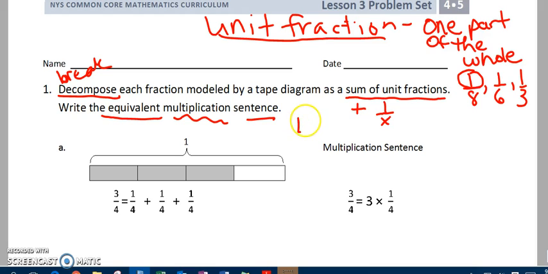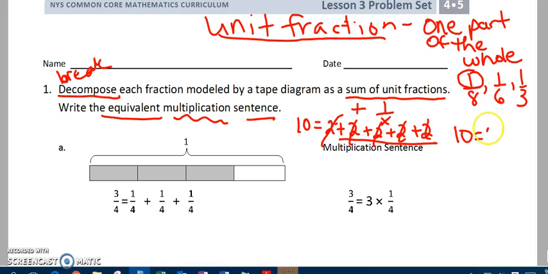So let me give you an example. Let's say we were just using regular numbers, whole numbers, and not fractions. I could say 10 is equal to 2 plus 2 plus 2 plus 2 plus 2. This is my sum. That would be 2, 4, 6, 8, 10. But I want to show how that is equal to a multiplication sentence. So I could say that is also equal to, how many 2's do I have? 1, 2, 3, 4, 5 times the number 2. So that's how those two sentences are equal.